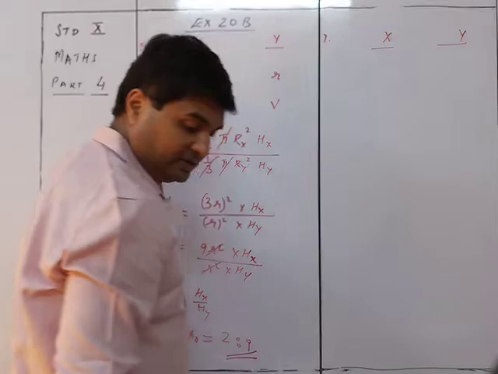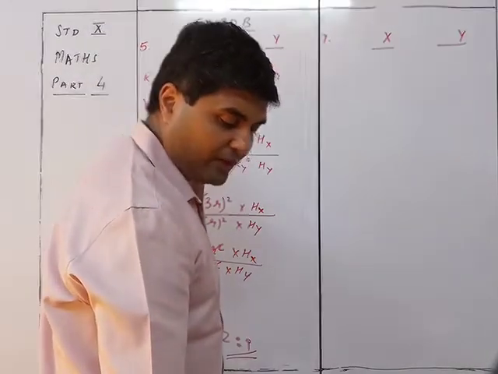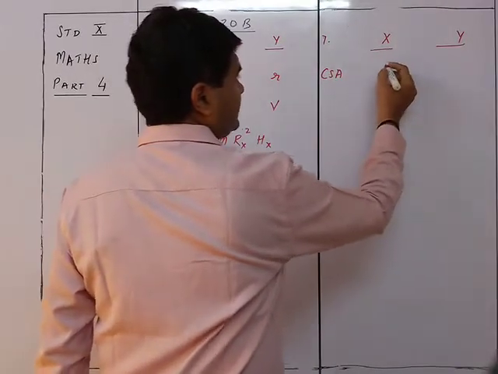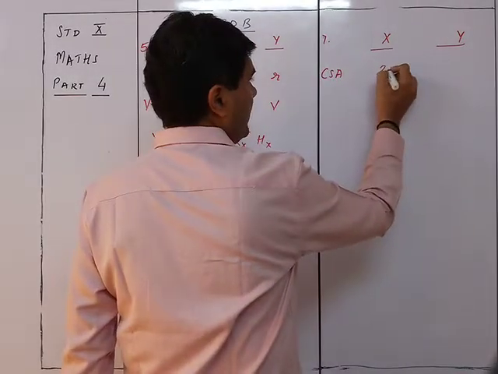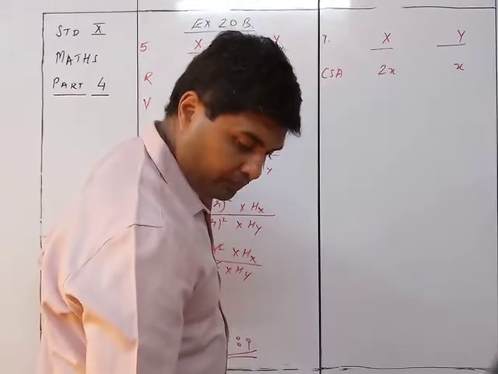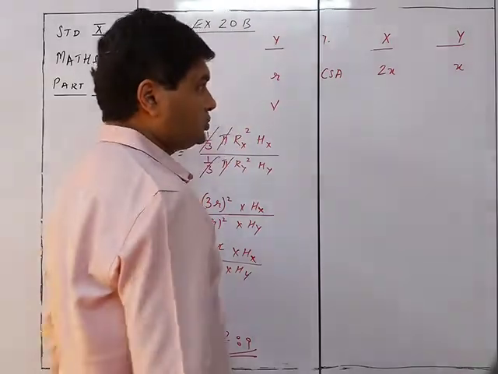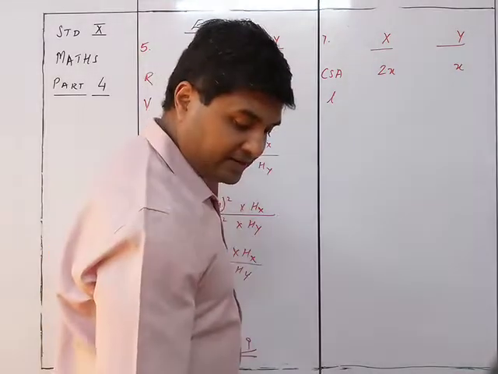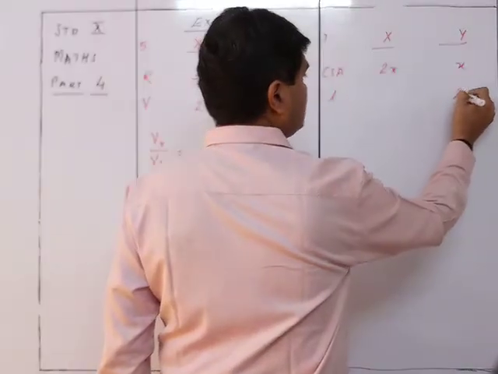So firstly they have given us that the curved surface area of one cone is twice the other. So if you see the CSA, as one is twice the other, we'll just take this as twice. So 2x, and this will be x. And the slant height of the latter is twice that of the former. So the slant height L of this is twice that of the former. So this is 2L, this is L.